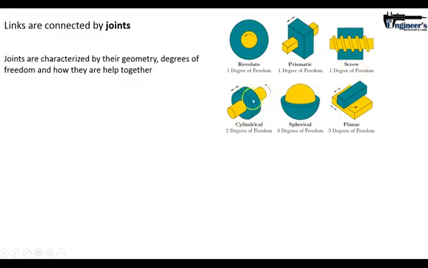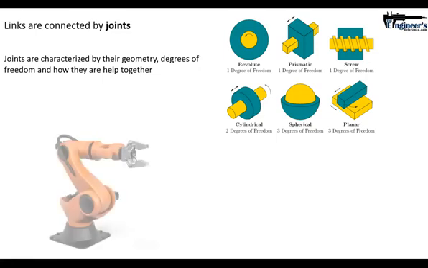Cylindrical can rotate, but it also has a degree of freedom of sliding, just like the prismatic. A spherical joint, also known as a ball joint, has 3 degrees of freedom. And planar also has 3 degrees of freedom. So those are 6 types of joints, and they help dictate the degrees of freedom that your linkages, which is what actually connects them together, will have.